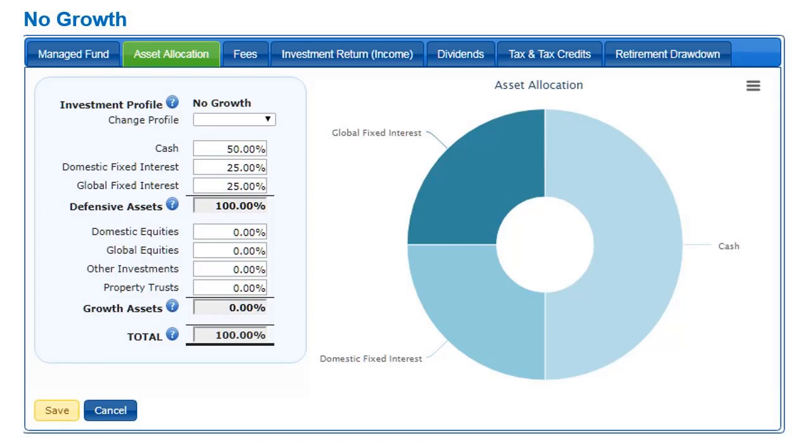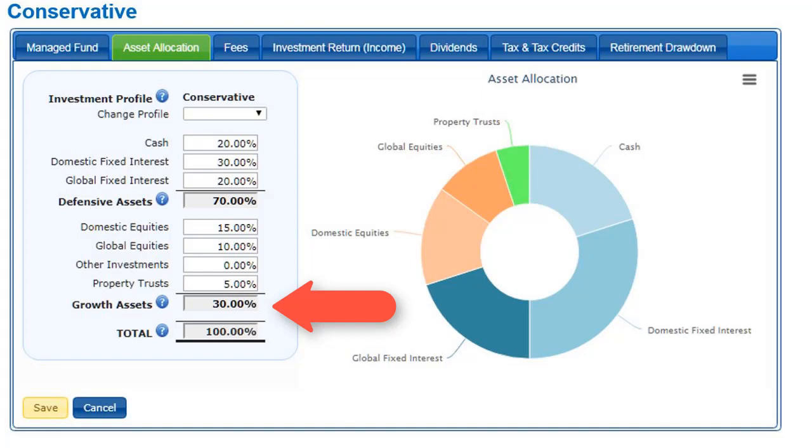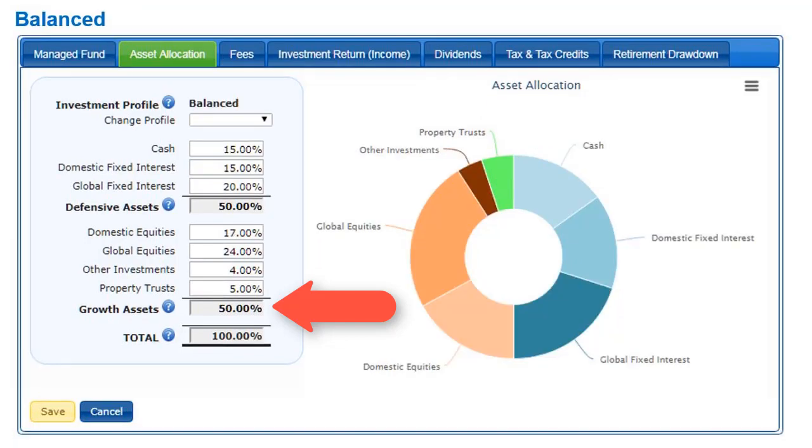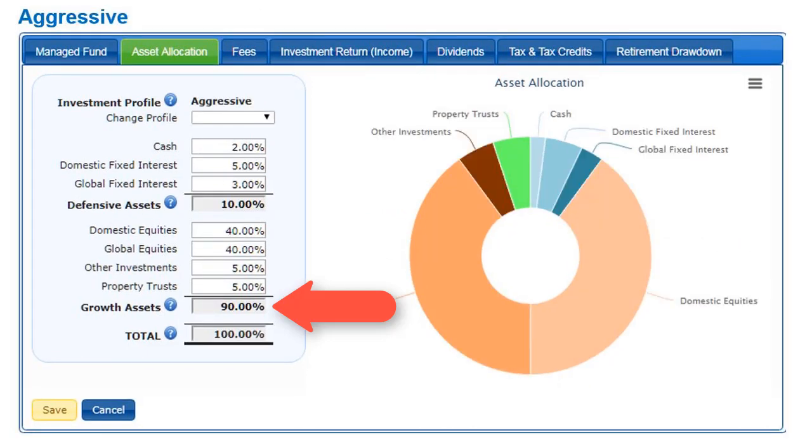The following is a display of the allocation of each investment profile starting with no growth. No growth has 100% in defensive assets and no growth assets. Low growth has 10% growth assets. Conservative has 30% growth assets. Balanced has 50% growth assets. High growth has 70% growth assets, and aggressive has 90% growth assets.